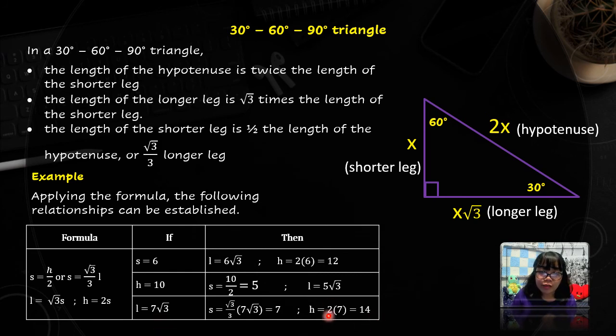And then for the hypotenuse, since we have solved for the value of S already, again, hypotenuse is equal to twice the shorter leg. So 7 times 2, that is equal to 14. So our hypotenuse is equal to 14.